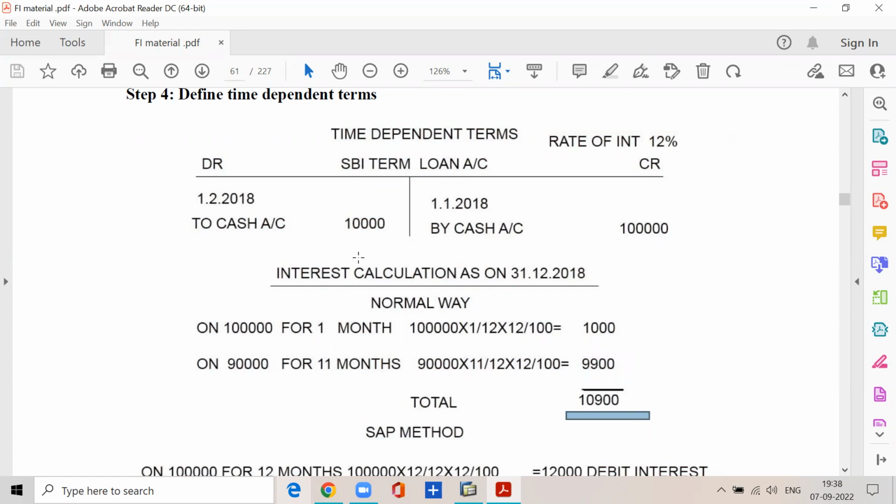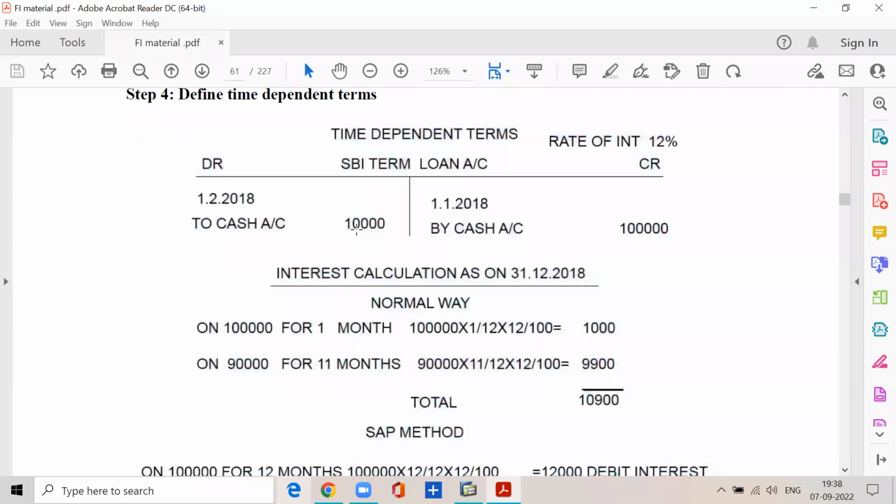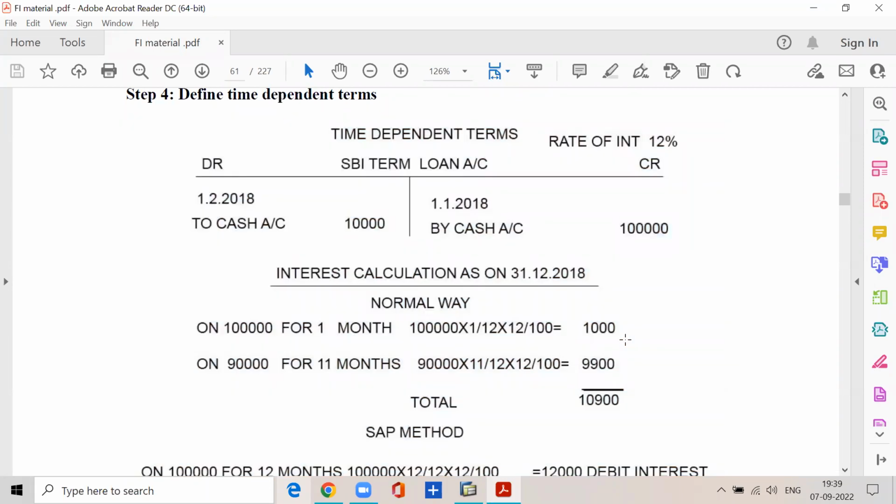Sir, one more time, please. Yes. See, we have taken the term loan on 1st January 2018, 1 lakh rupees, out of which you have paid the 10,000 first installment on 1st February 2018. So from 1st January 2018 till 31st January 2018, that is for 1 month, we have used 1 lakh from the bank. So on 1 lakh for 1 month, 1 lakh into 1/12 into 12 by 100, which comes to 1,000 rupees. Still not clear?